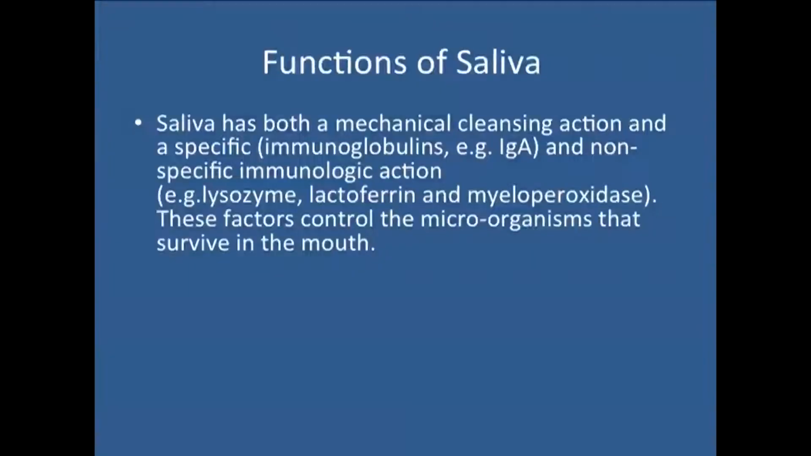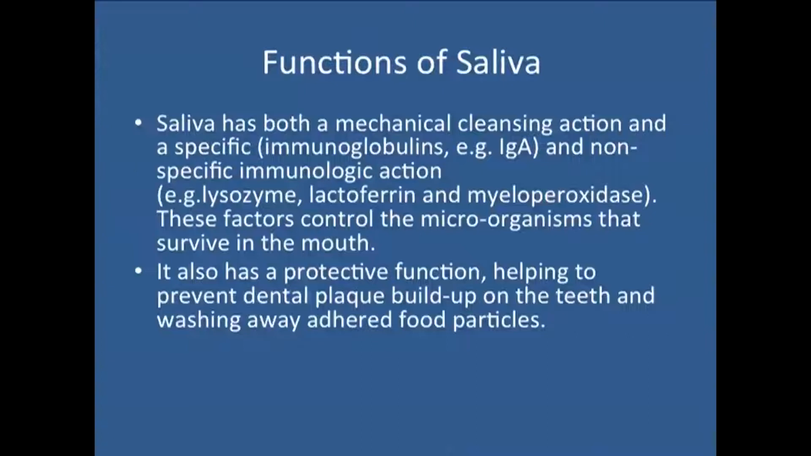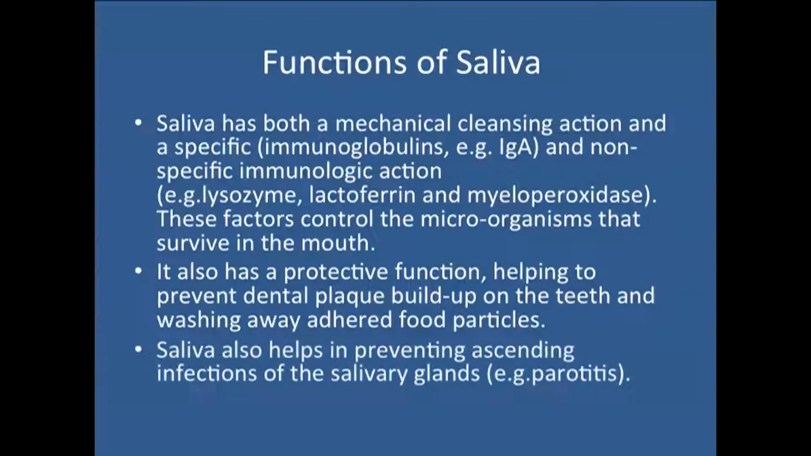What is that? It produces immunoglobulin like IgA. It produces different factors that control microorganism growth and thereby regulate the number of microorganisms. It is also protective because it prevents the formation of dental plaque, which is actually formed by bacterial film, biofilm. So this is also prevented. And most importantly, it also prevents ascending infection in the parotid gland. So that is also prevented. So saliva is a very important protective fluid which is present all along the lining of the mouth cavity.